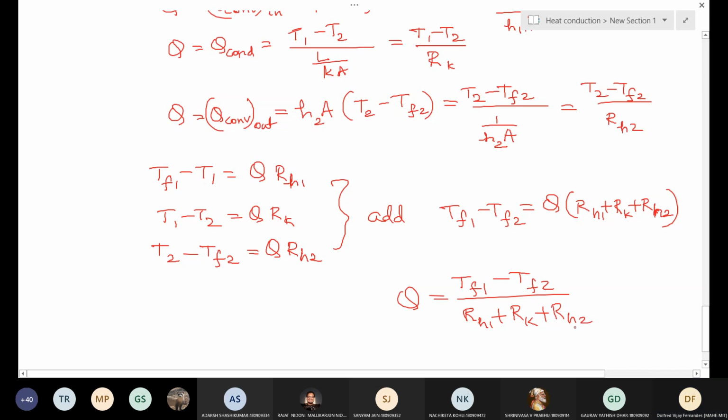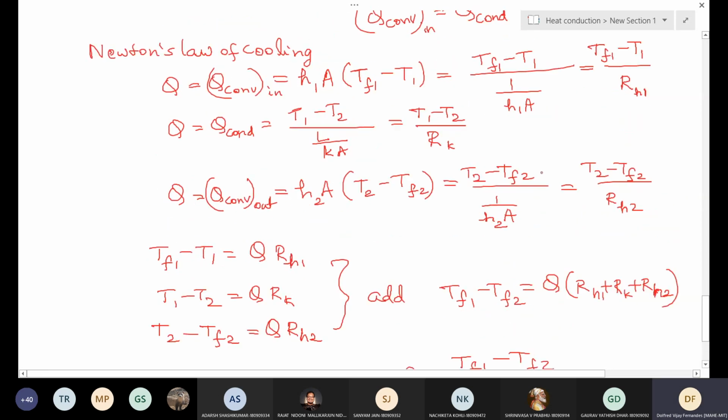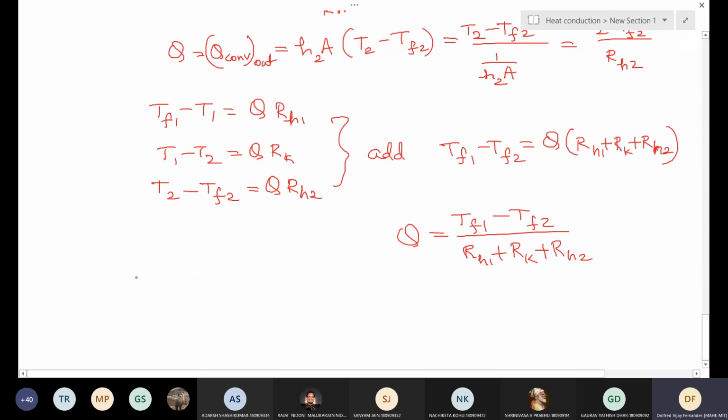So now you can differentiate why I used H1, H and K in representing the resistances. K stands for conduction resistance, H stands for convection resistance. And you know how to write these resistances. So convection resistance RH1 is given by, since we are writing this the first time, I will write again, 1 by H1A.